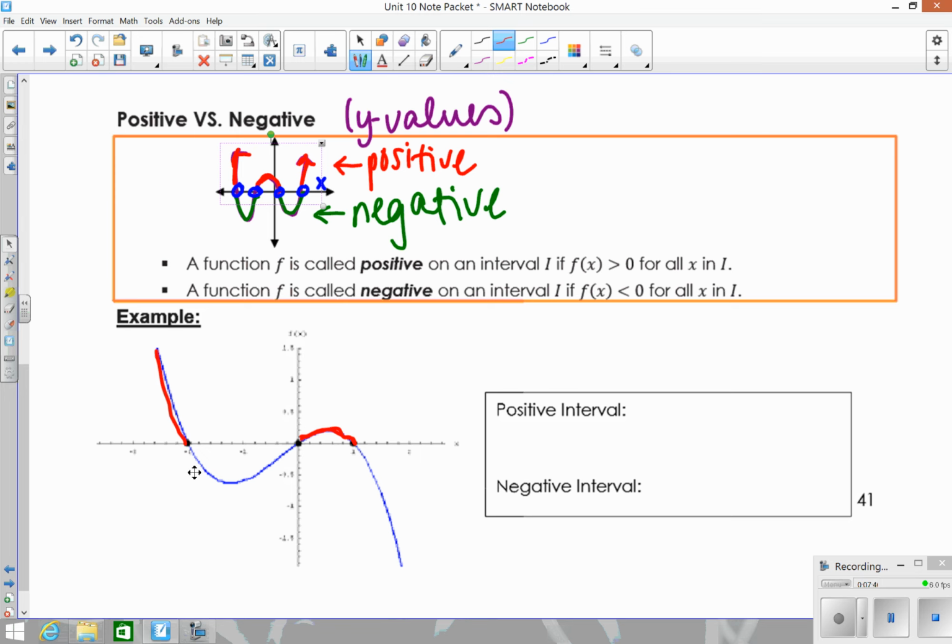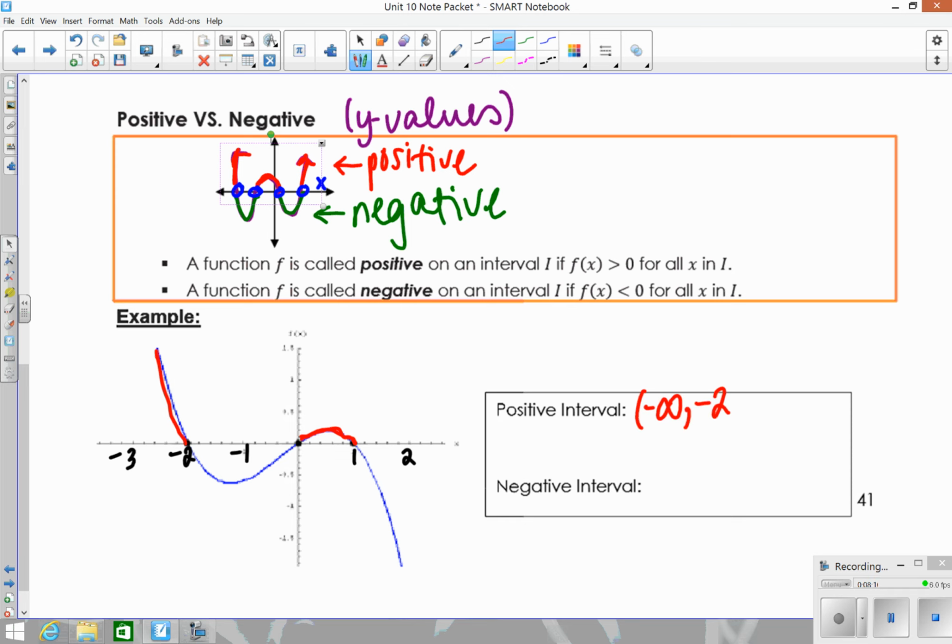So it looks like it's positive all the way up to this point here. So I believe this is a negative 2. So we're going to just call this negative 2. It's hard to read these. So from negative infinity to negative 2, it's positive. So negative infinity to negative 2.